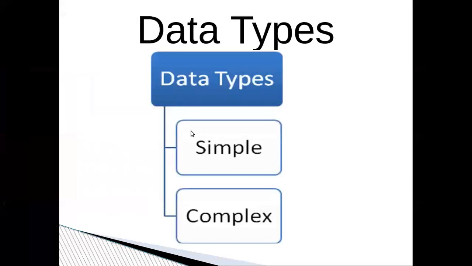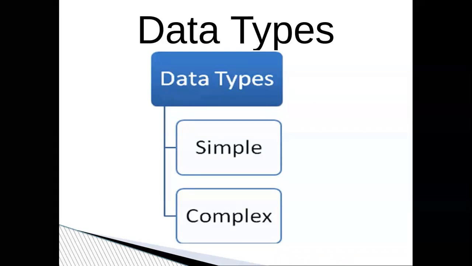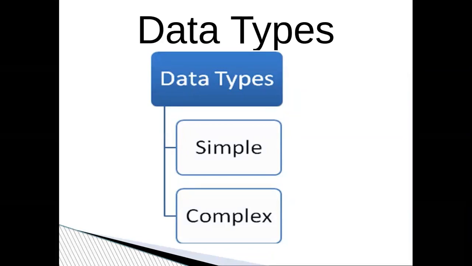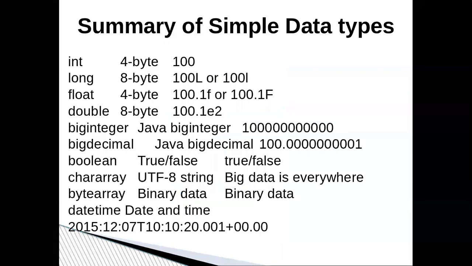Let's discuss the data types in Pig. We have simple and complex data types. They are similar to your Java data types, right? Do you remember your simple Java data types? You can see this list now. Except for date time and the byte array, I suppose, all the things are there in Java as they are. And these are the simple data types in Pig.